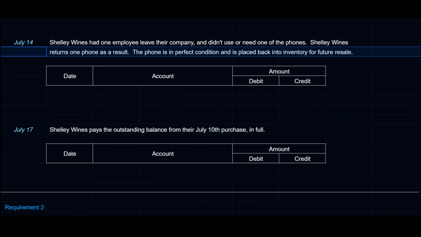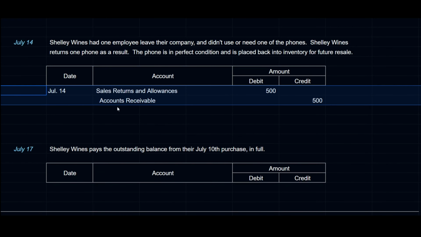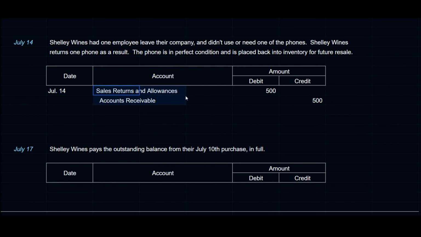We'll need 2 transactions to deal with this because it's a perpetual system. The first is just recognizing the return and the reduction to accounts receivable. Debit sales returns and allowances for the selling price, $500, and we credit accounts receivable for $500 because that amount is no longer receivable. We have told the customer that they can return the phone and they do not have to pay that $500 that was originally agreed upon.